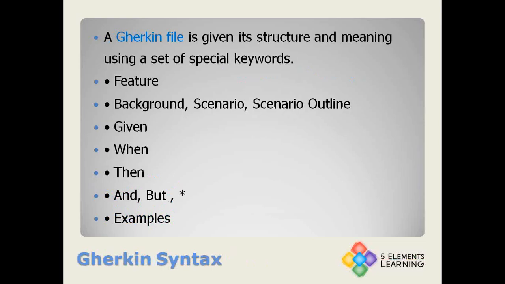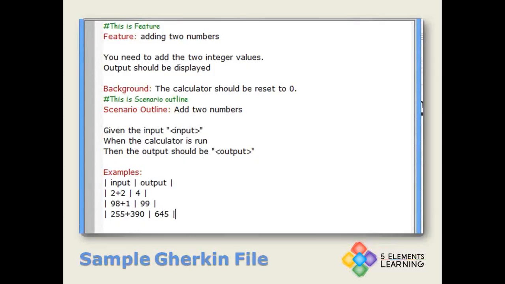So the order of the keywords which should appear in the Gherkin file are: you have feature, background, given when then, and but star examples. Okay. So you have first the feature followed by the background. After that you can have scenario outline. Then you have the given when then and but star and the examples. So this is an example of a complete feature file.